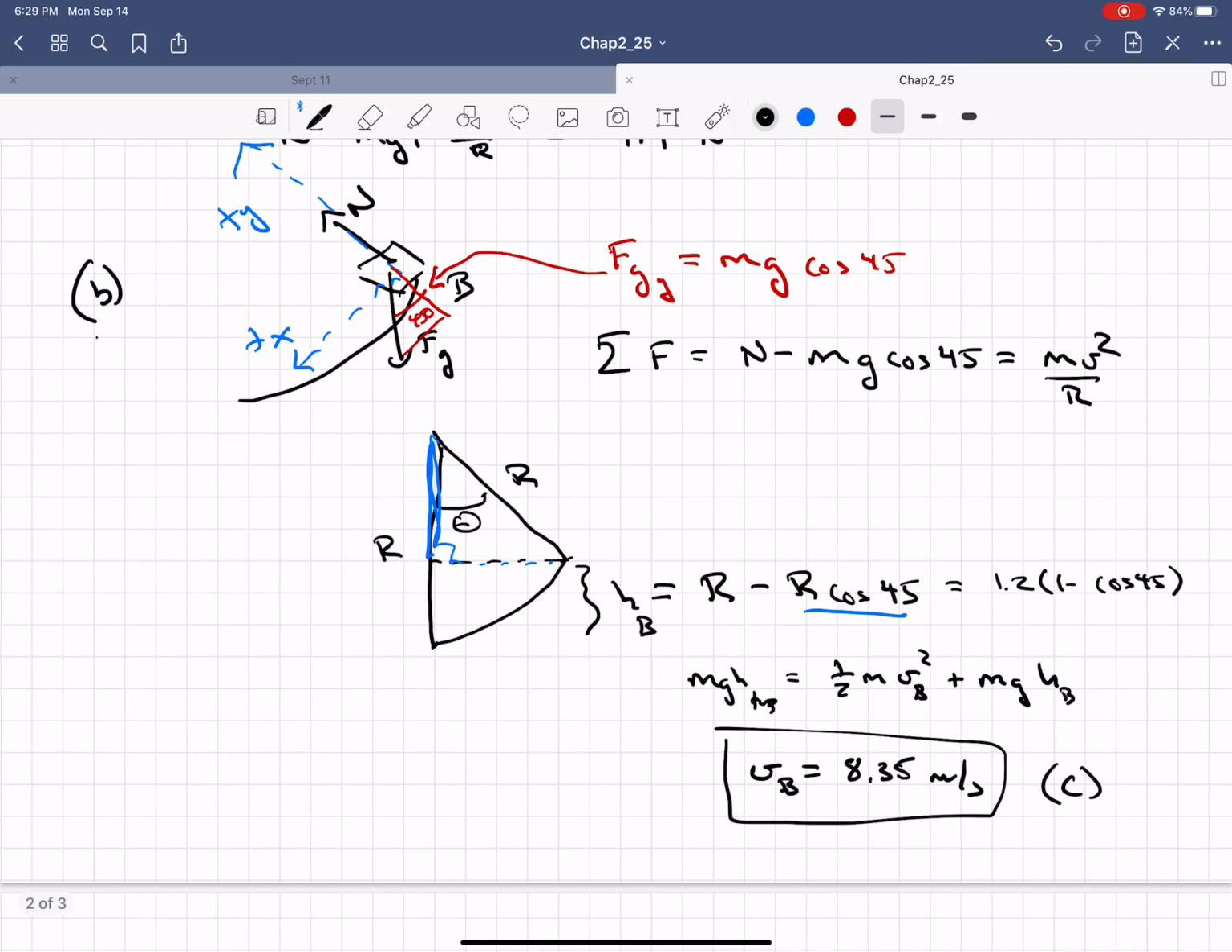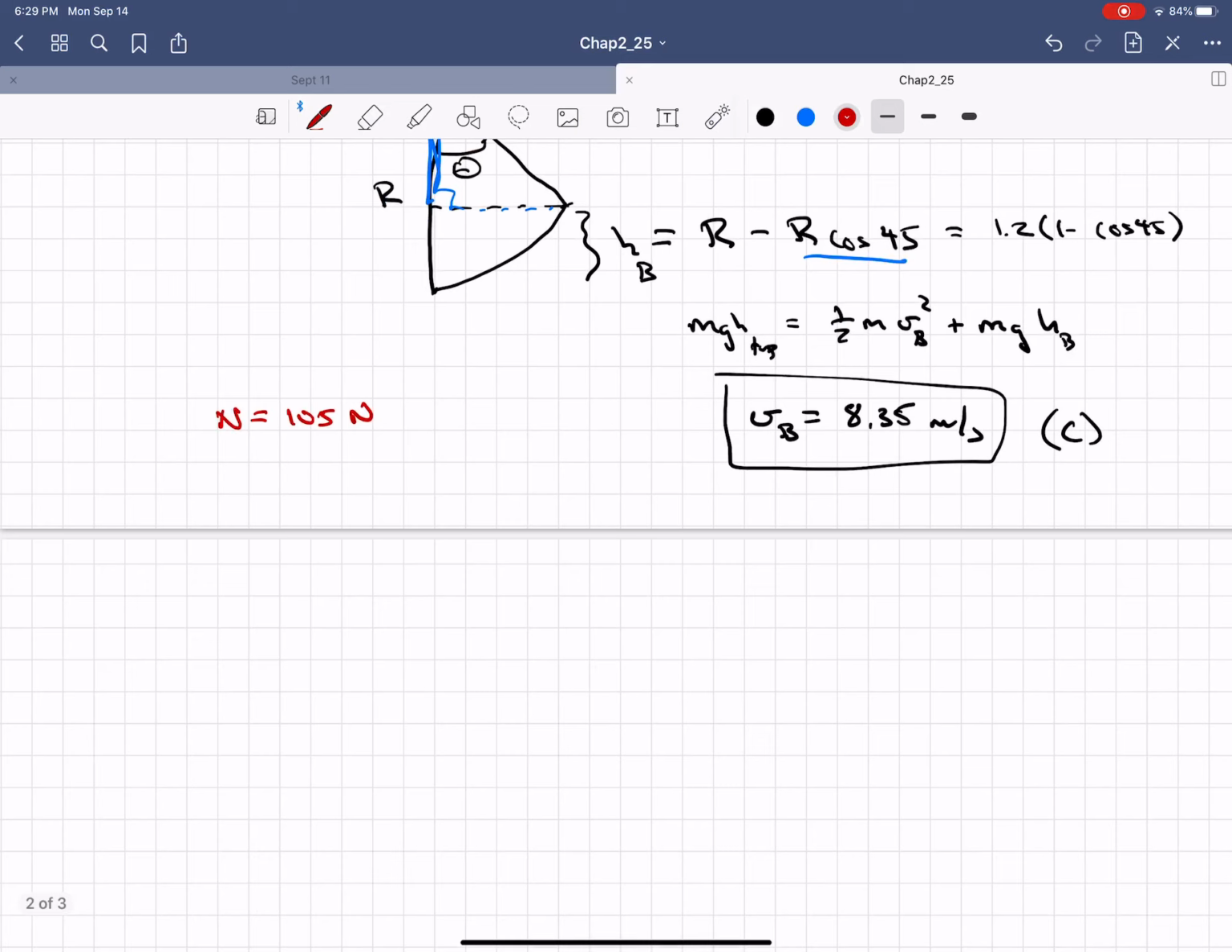And now I can go back up and plug this velocity for B back into my equation up here and solve for the normal force. And when I do that, I get that the normal force is 105 newtons, using this height idea and finding the velocity at B. Continuing on, now once the object has left the ramp, it's going to now follow some projectile motion. We want to find out where it's going to land.